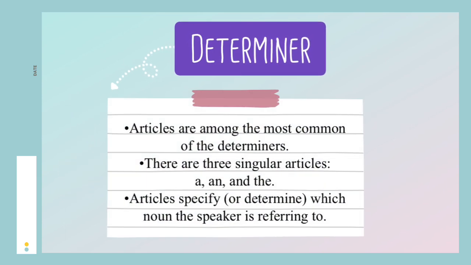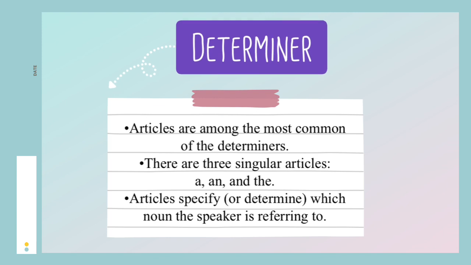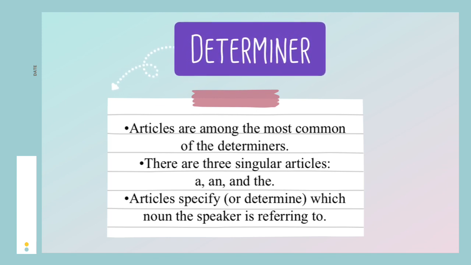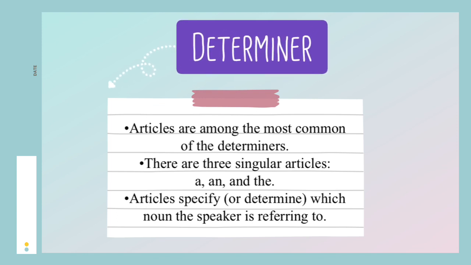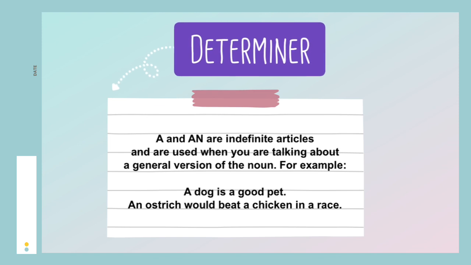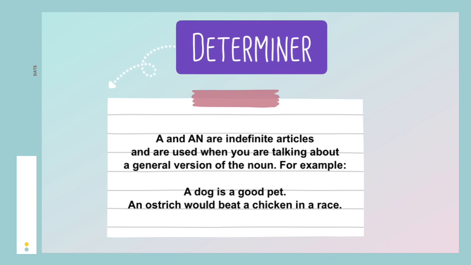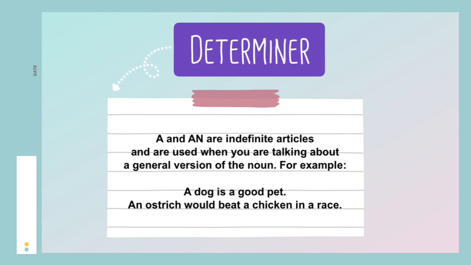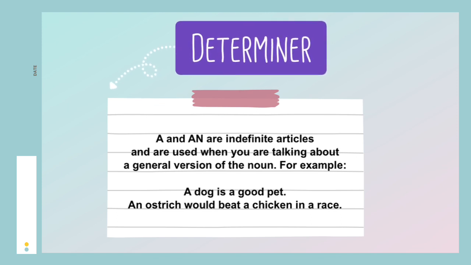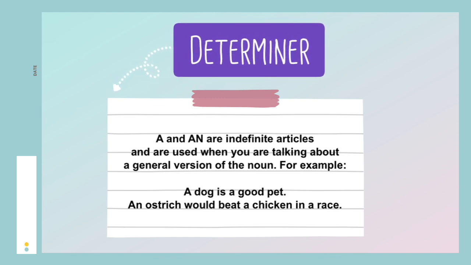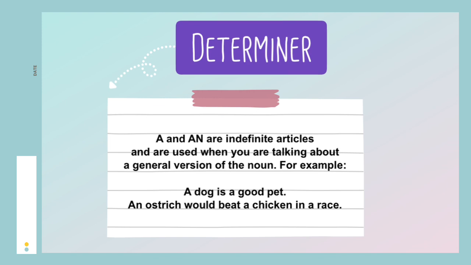Let's begin with articles. These are among the most common of the determiners. They are a, an, and the. Articles specify or determine which noun the speaker is referring to. A and an are indefinite articles and are used when you are talking about a general version of the noun. So basically, we're using articles a and an when we're referring to a general name of person, place, thing, or animal. And we call them common nouns because they're not specific.